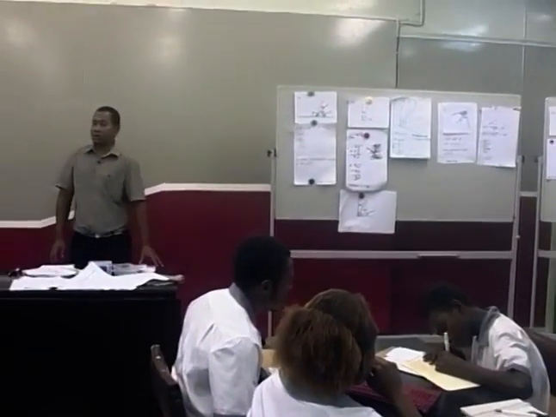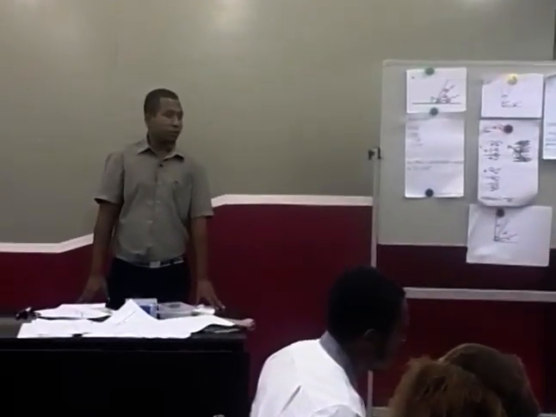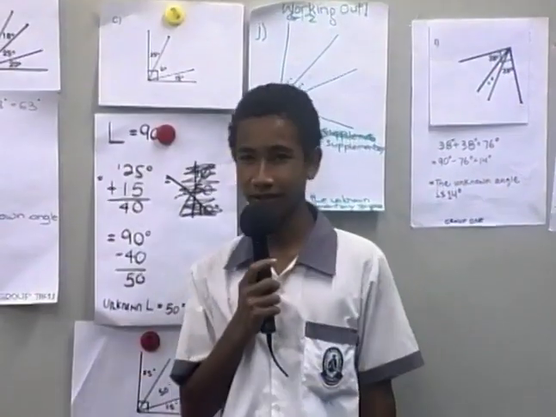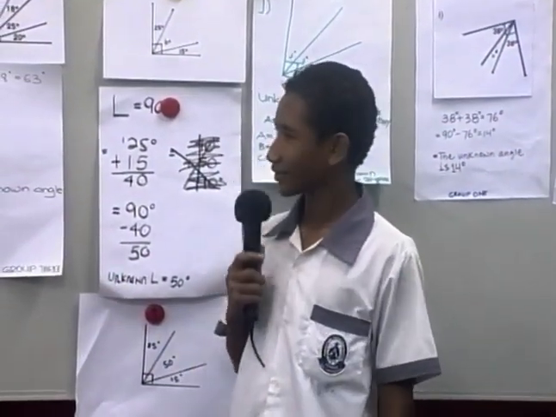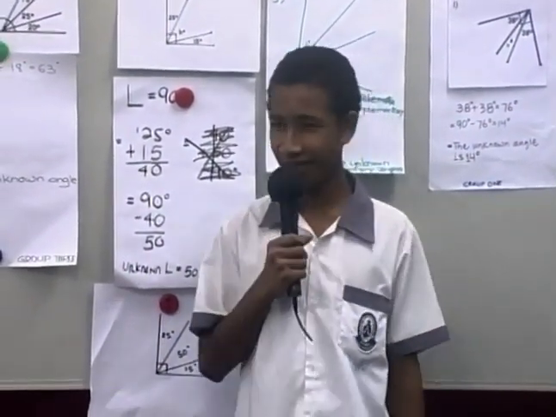Class, all sit up straight. Let's go through the activity. Group number 5. Could we have your presenter here? Yes, you're group number 5. Ruben's group. Louder, please. This is how we got the answer.